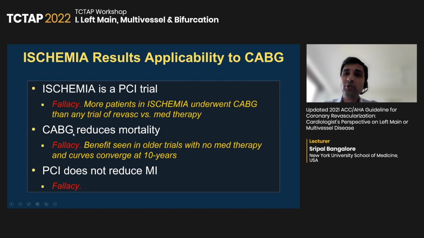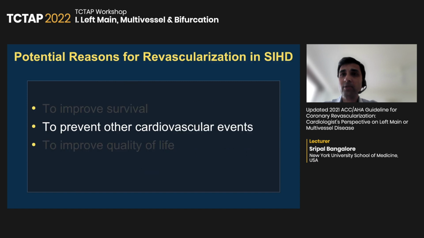And I also showed that CABG does reduce mortality, but this is all based on trials done a couple of decades ago when there was hardly any medical therapy. And I'll show some data that PCI also reduces mortality, and it's not just CABG alone. What are the other reasons to consider revascularization to prevent other cardiovascular events?